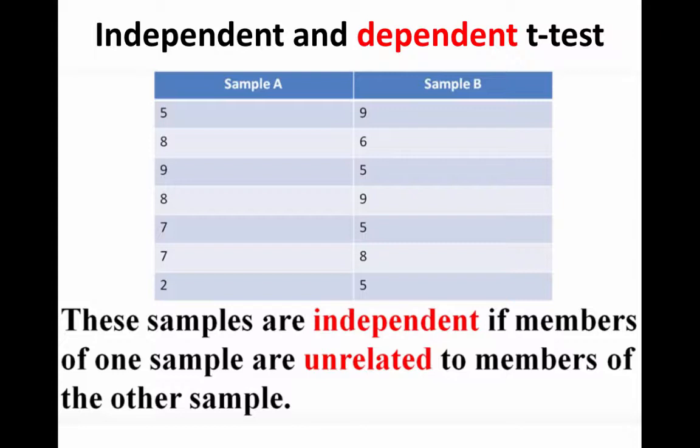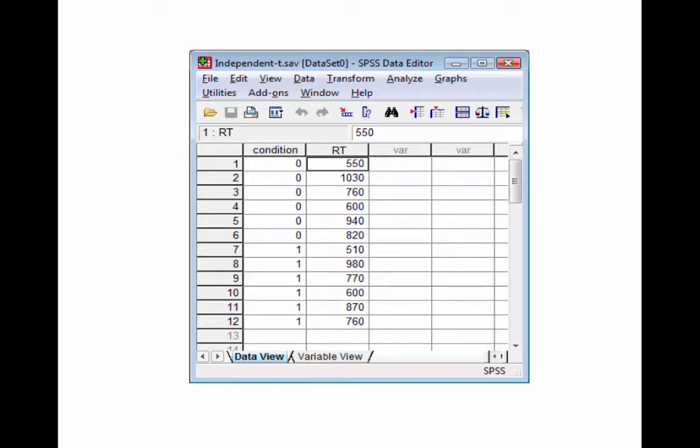Independent and dependent t-tests. These samples are independent if members of one sample are unrelated to members of the other sample. So the condition, response time.